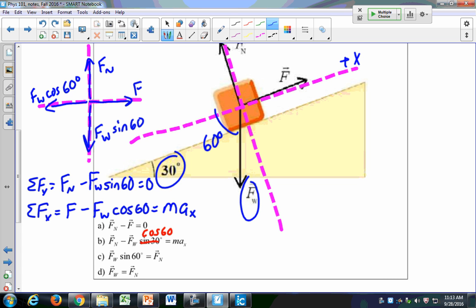C, I think, was the right answer. Fw sine 60 equals Fn. That's this equation, but it's just solved for the normal force. And then also the third equation, Fw equals Fn. That's not true. Fn is equal to only a component of the weight. Usually, if we're on a horizontal surface, this is true, but on an inclined plane, it's never true.